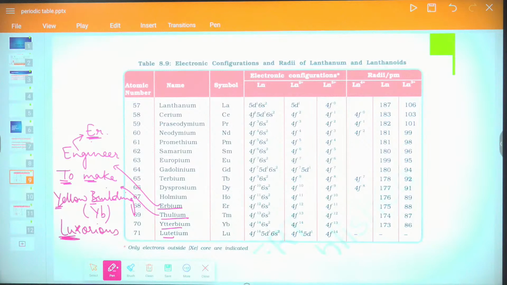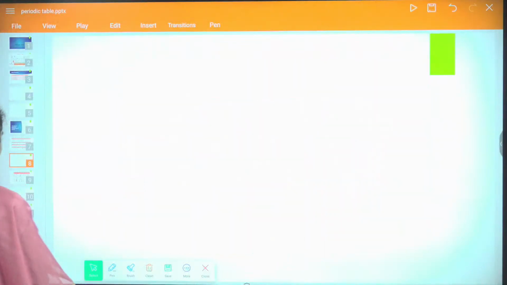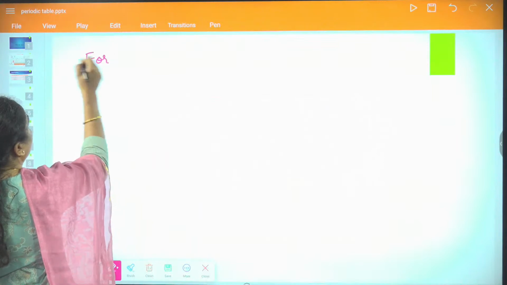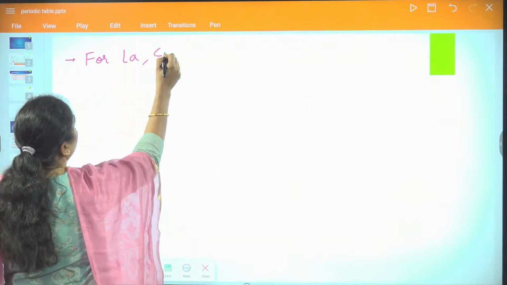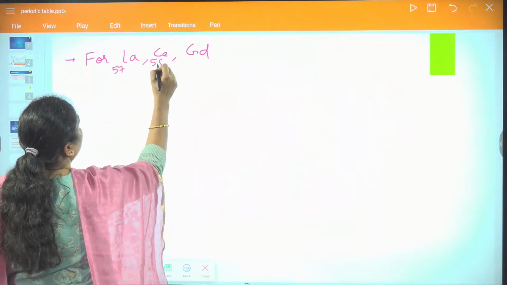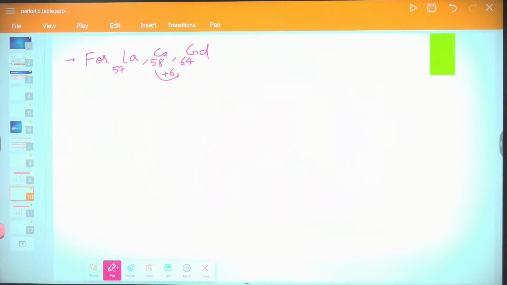Yes, are we done writing it? Yeah, good. Okay, now I hope people have written. So let me tell you what exactly we are looking for here. After this you write down for lanthanum, cerium and gadolinium. This is 57, 58 and this is 64. So this is plus 6 here, right?